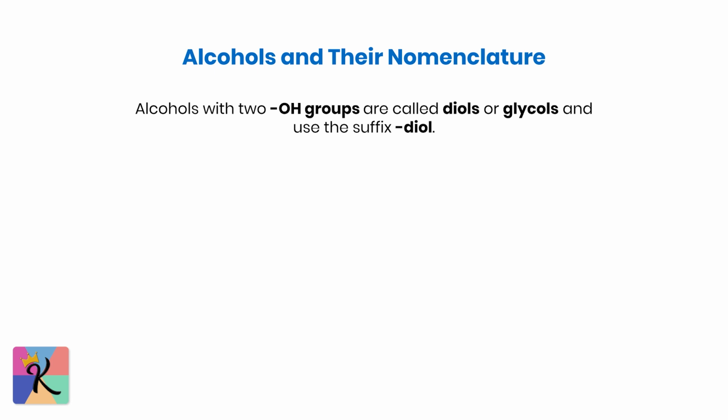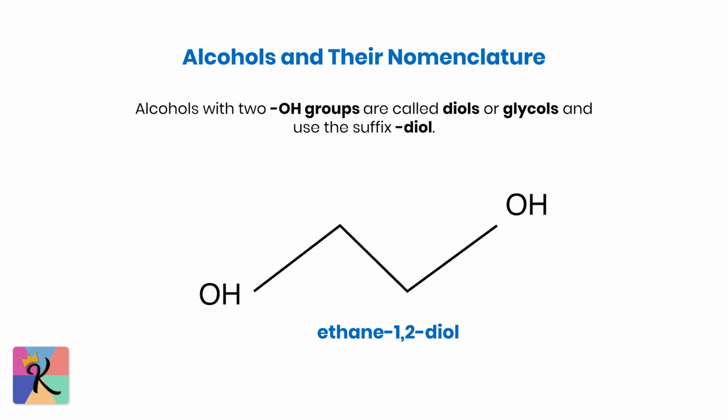Alcohols with 2 hydroxyl groups are called diols or glycols and use the suffix diol. For example, ethane-1,2-diol, commonly known as ethylene glycol, is a diol with hydroxyl groups on adjacent carbons.